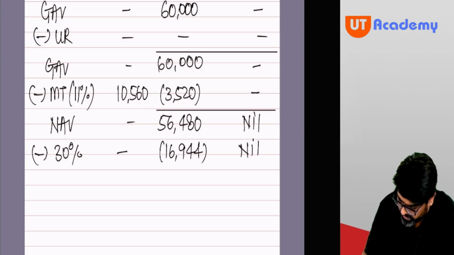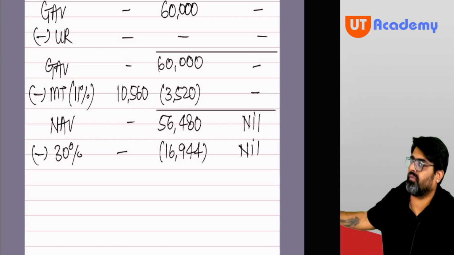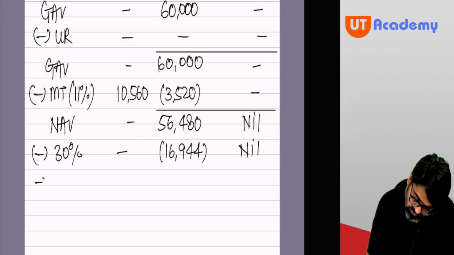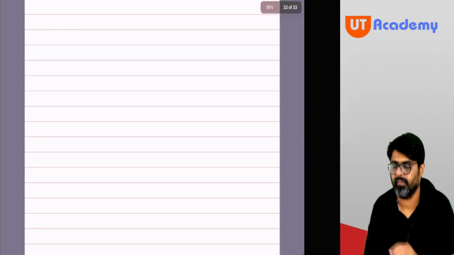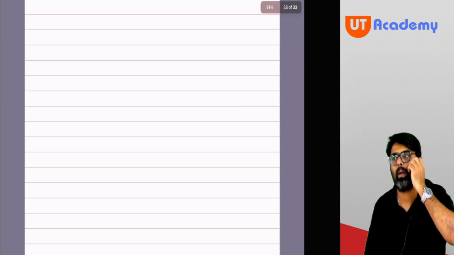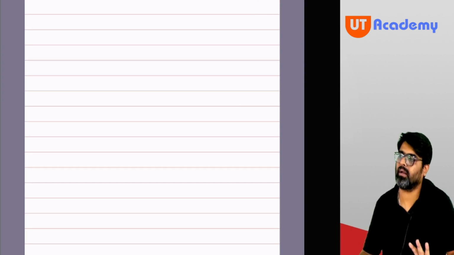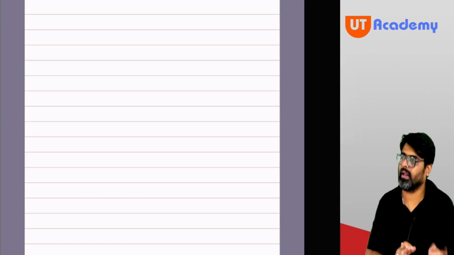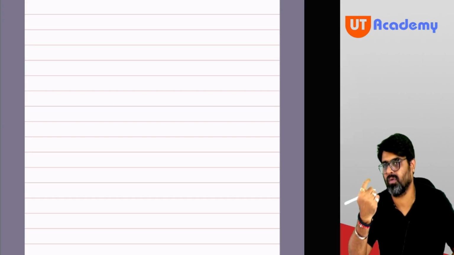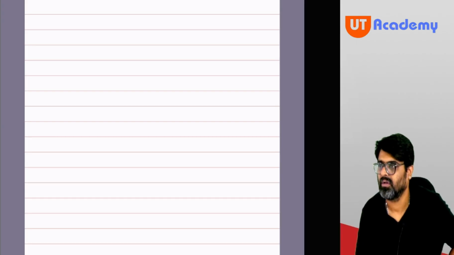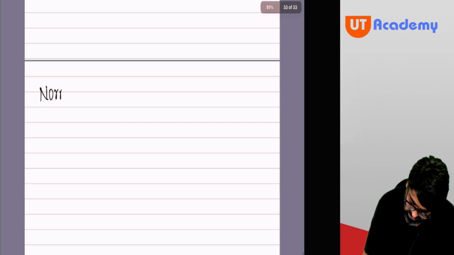16,944, and here it will be nil. You will not face any difficulty till here. Difficulty will be there in interest. So, calculation of the interest. Let's see how much loan you have taken. Are they telling you that 1 lakh is repaid or any amount is repaid earlier? Meaning that the entire 1 lakh rupees of loan will be outstanding in my previous year also. On that, the normal interest will be calculated.